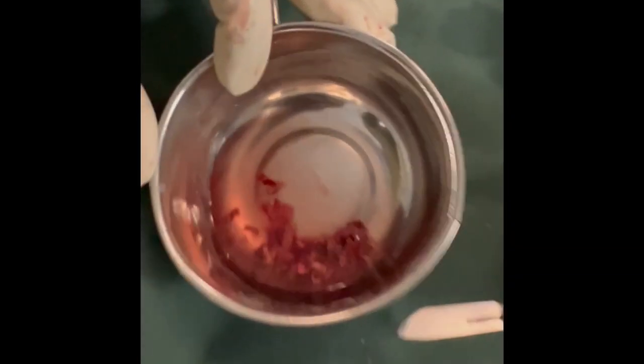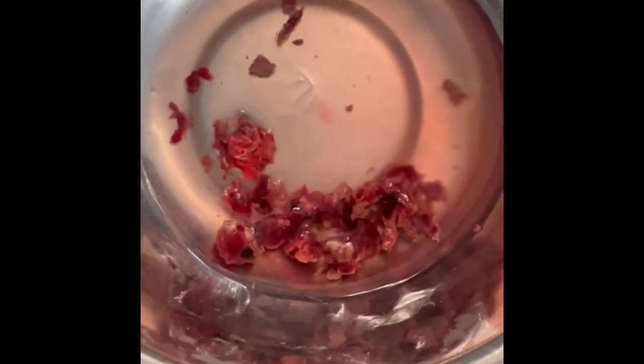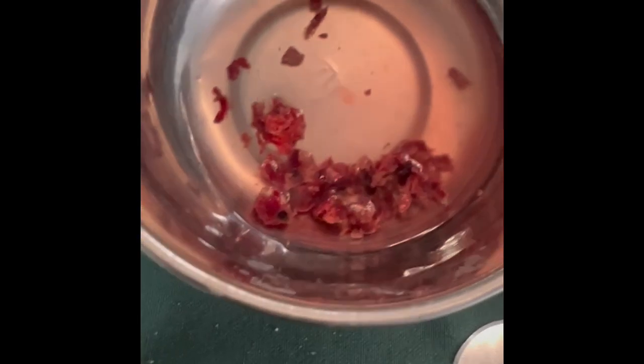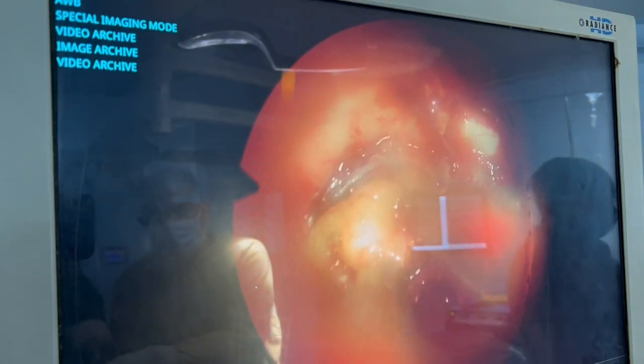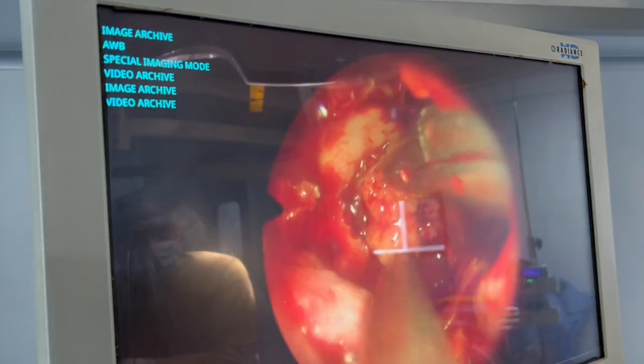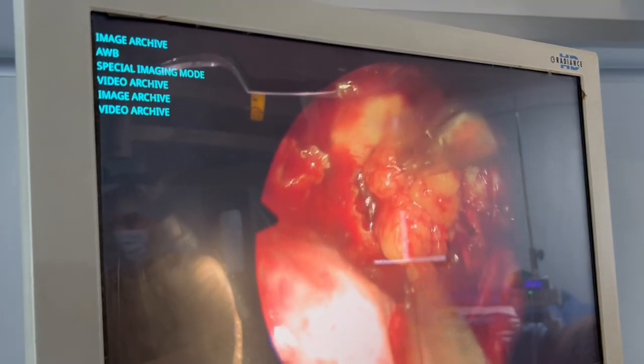You can see an almost 3 centimeter tumor was there inside the pituitary fossa, and the dimension of this tumor exactly matches the dimension on the MRI, about 3 by 3 centimeters. This tumor is almost completely removed. After tumor removal, we have to plan for hemostasis and reconstruction.